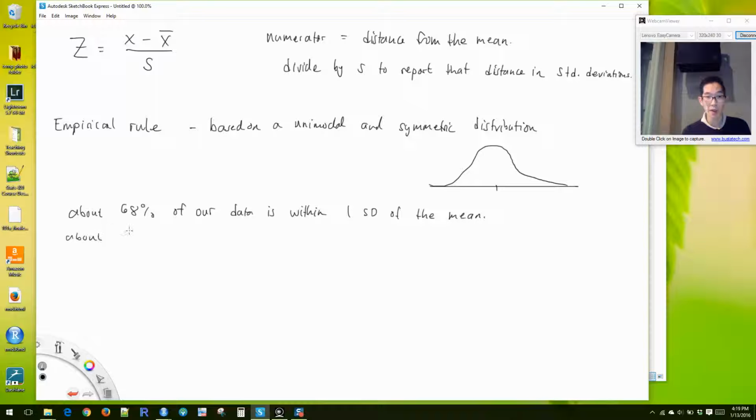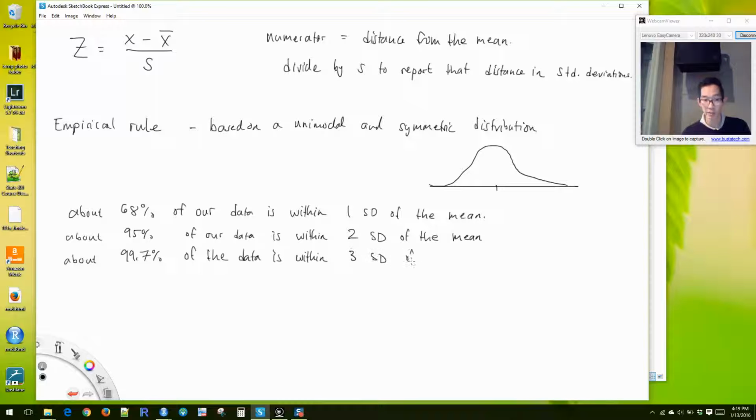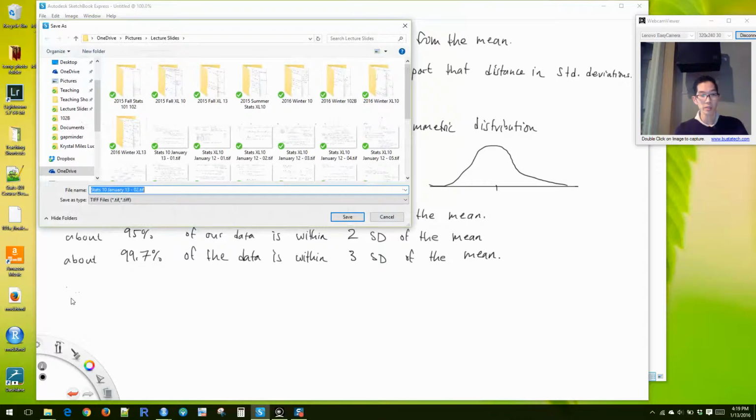About 95% of our data is within 2 standard deviations of the mean. And about 99.7% of the data is within 3 standard deviations of the mean. Okay?